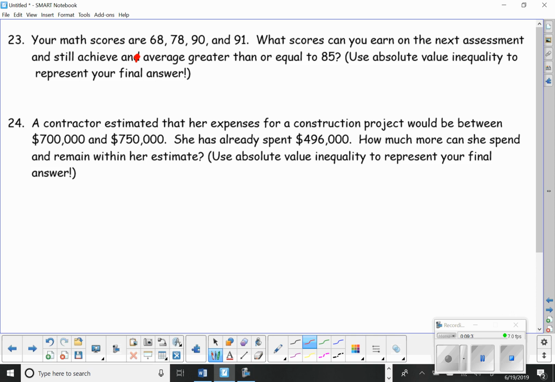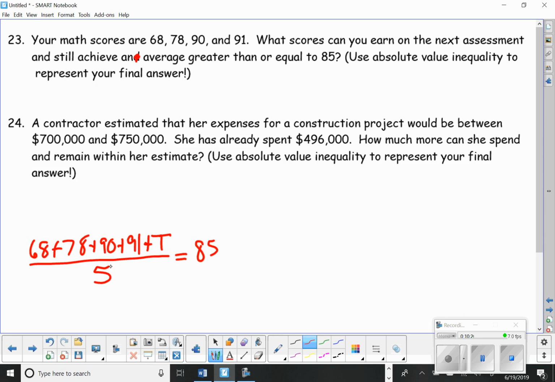All right, well, first off, you've got to figure out what you need to get as a minimum in order to get the 85. So this number 23 is a bit of a challenge, so I'm going to work it out down here. That means you've got 68 plus 78 plus 90 plus 91 plus this last test, 1, 2, 3, 4, 5, and you want an average of an 85 or greater.